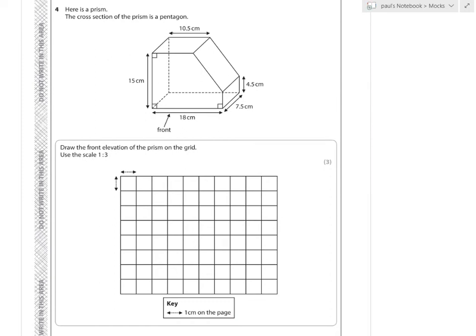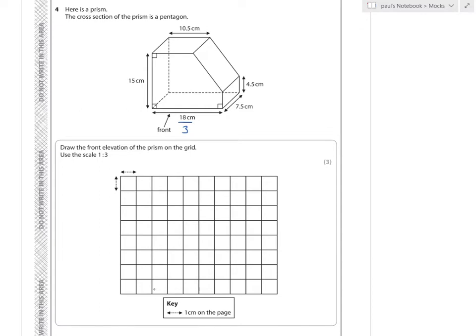Right, here's a prism. The cross section of the prism is that. Draw the front elevation. There's the front. Use the scale 1 to 3. So that means that 1 centimetre, we've got to divide all these by 3.